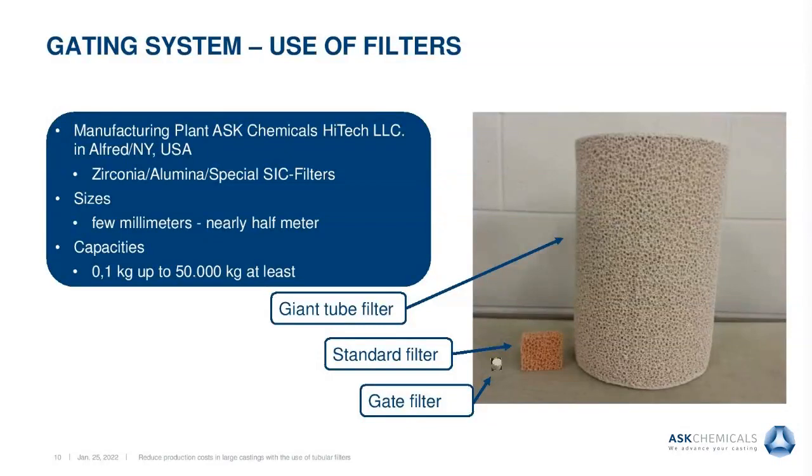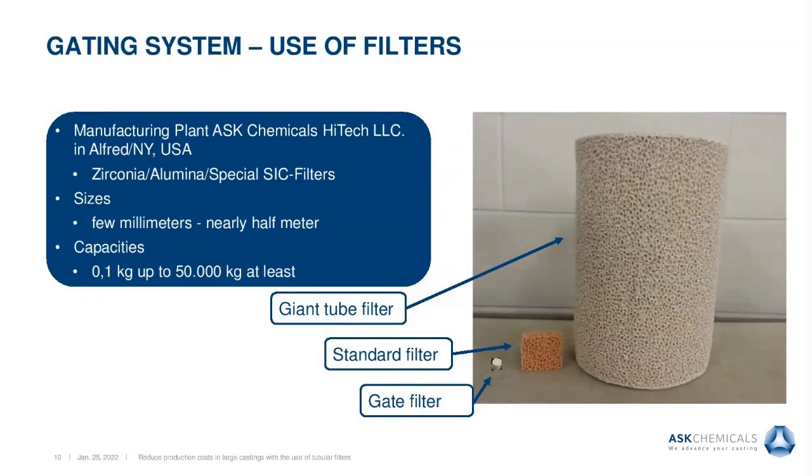ASK Chemicals is manufacturing its ceramic foam filters in the high-tech plant in Alfred, New York, in the US. A lot of different ceramic foam filters are made there, from zirconia, from alumina, and special filters, in different sizes, from a few millimeters to nearly half a meter. The capacity we are making for is around 0.1 kilogram up to at least 550 tons.